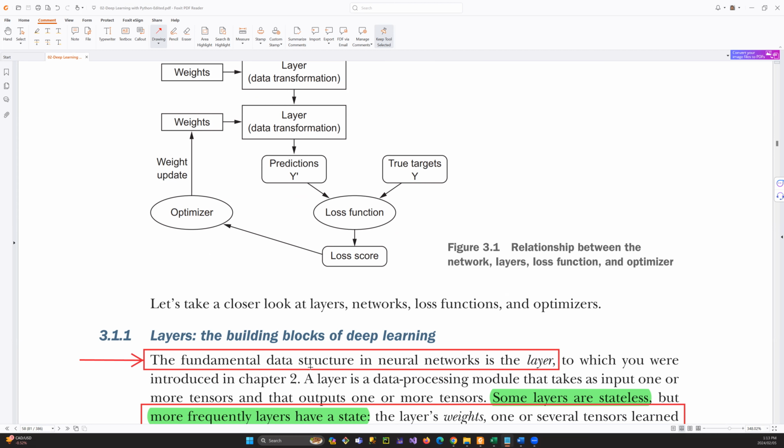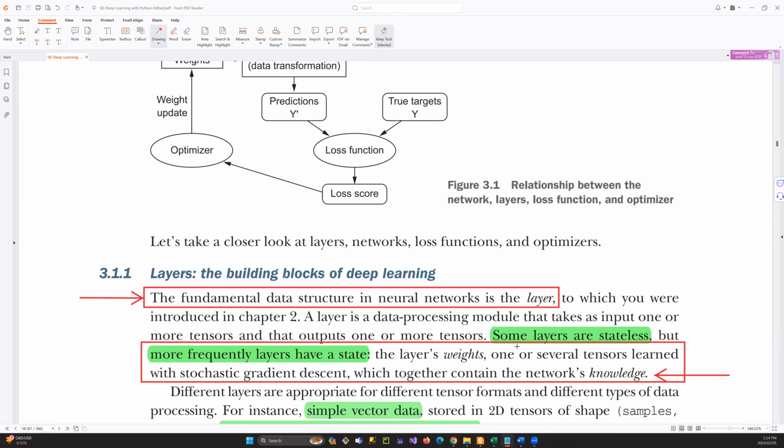Again, for the second time in this book, we see this sentence. It says that the fundamental data structure in neural networks is the layer. What distinguishes deep learning from other machine learning approaches, which are mainly shallow learning, is the concept of having several layers. And some layers are stateless in general, and we're not only talking about deep learning. What does it mean by stateless? Can anybody step in and say something about stateless?